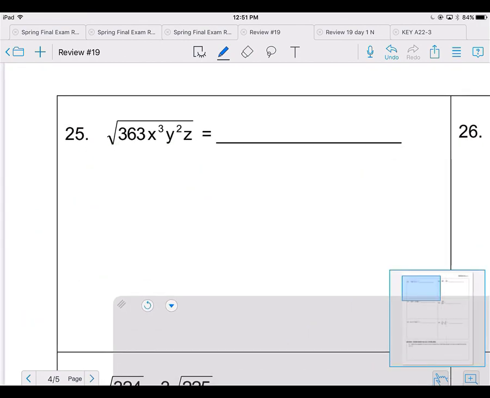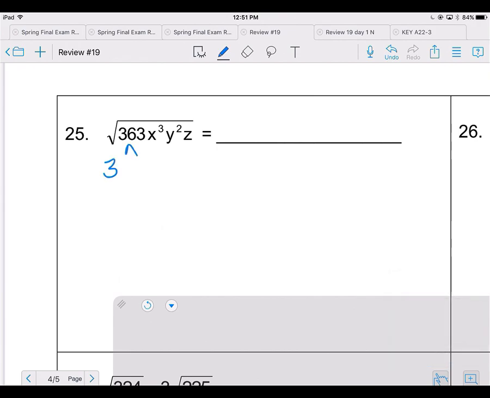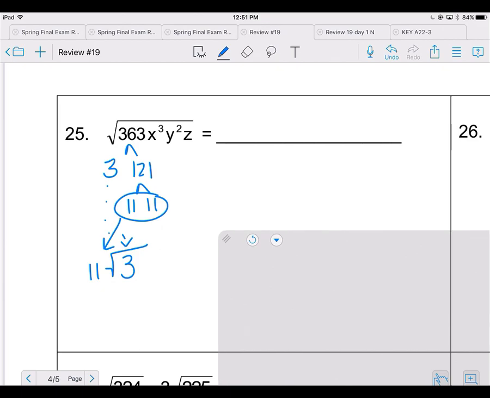Problem 25, we type in 363 and it doesn't work out nicely. I can see it ends in a 3, so it might be divisible by 3, and it's 3 times 121. 121 is 11 times 11. So my 11s go outside. My square root of 3 will stay inside because 3 does not have any reason to get out of the square root.